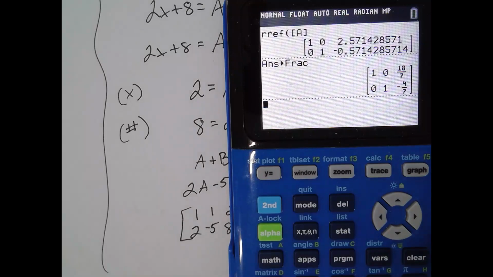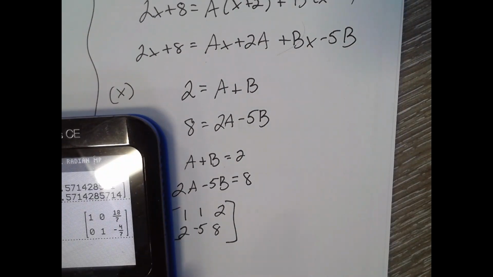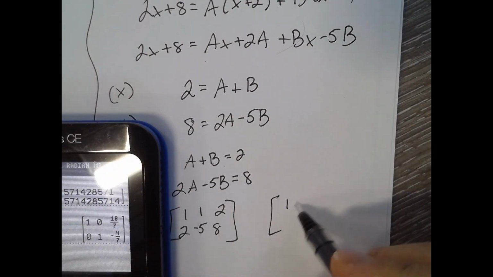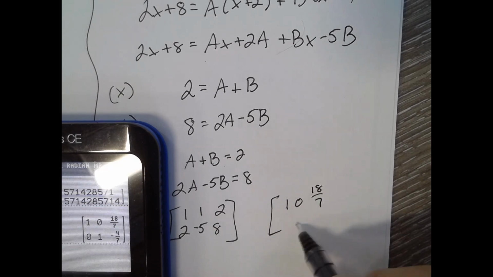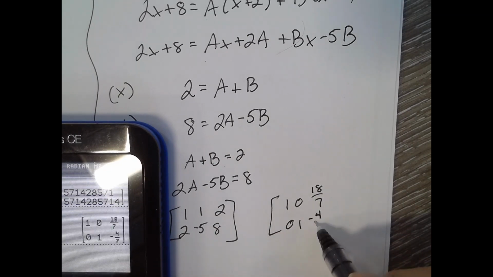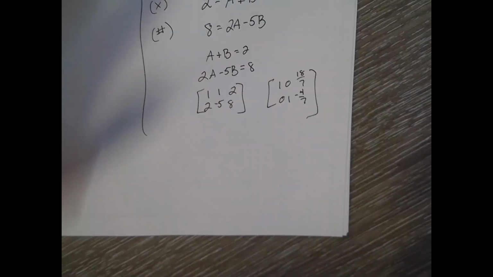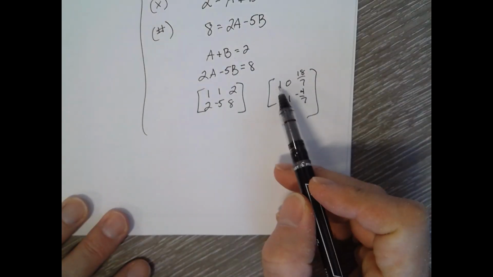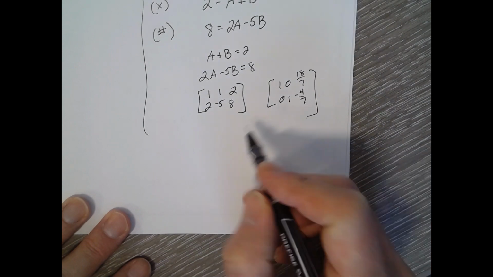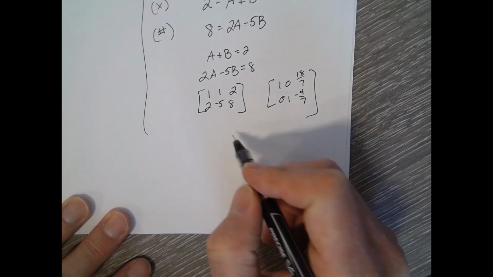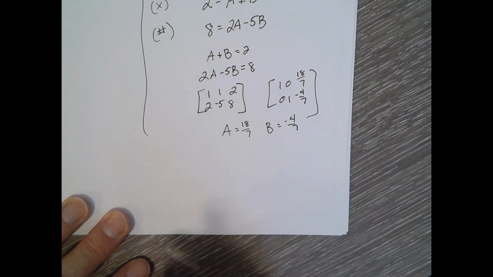All right, so the calculator said that it's 1, 0, 18/7, 0, 1, -4. So this is reduced row echelon form. If you get a matrix in reduced row echelon form, here are your solutions. So that's your A, and that's your B. So A is 18/7 and B.